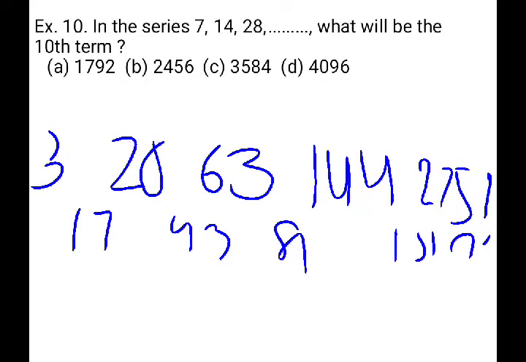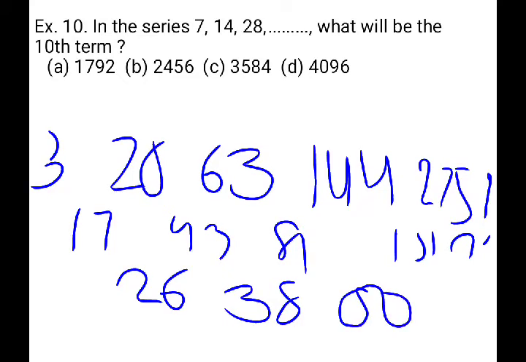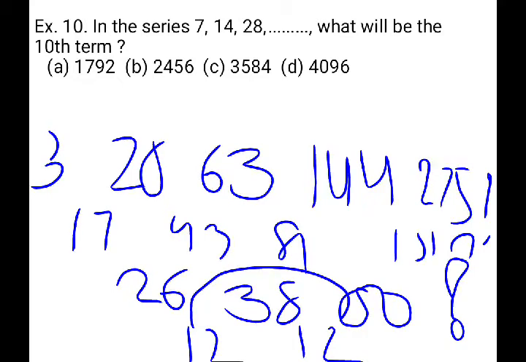Here again we have 26, between 17 and 43. 43 minus 17 is 26. 81 minus 43 is 38, and 131 minus 81 is 50, and question mark minus 131 is question mark again. Now 38 minus 26 is 12, and 50 minus 38 is again 12. See here, the coincidence is 12 and 12, which means this is the last series of the major series. So here also the difference will be 12.